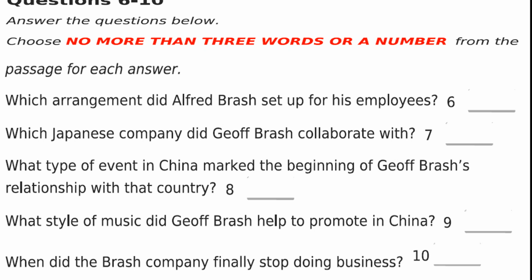Please, you need to read the instructions very carefully. Choose no more than 3 words or a number. It means we have 5 questions here, and we need to fill the gaps with up to 3 words, and at least one of them will be just a number. Probably it will be a year or something like that.